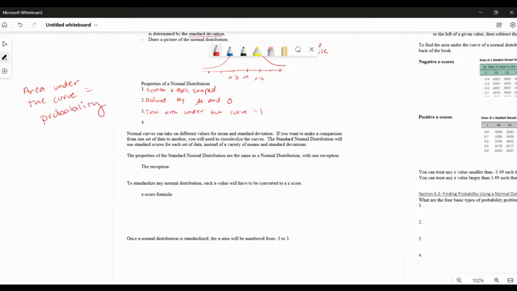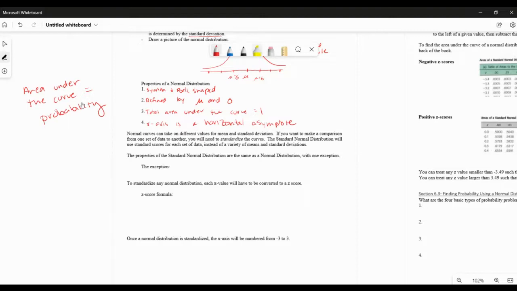Okay, and number 4, the x-axis is a horizontal asymptote. That just means the bell curve is not going to cross that line. Okay, it's going to stay there.